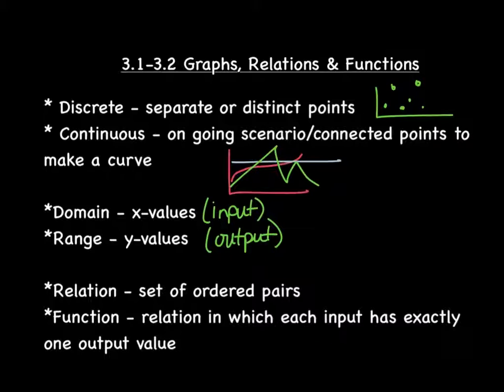And then a relation is a set of ordered pairs. Remember, an ordered pair is like x comma y. So a relation would have a few different ordered pairs in it. And a function is a special type of relation in which each input has exactly one output value. And we'll talk a little bit more about how to determine that in a few slides.